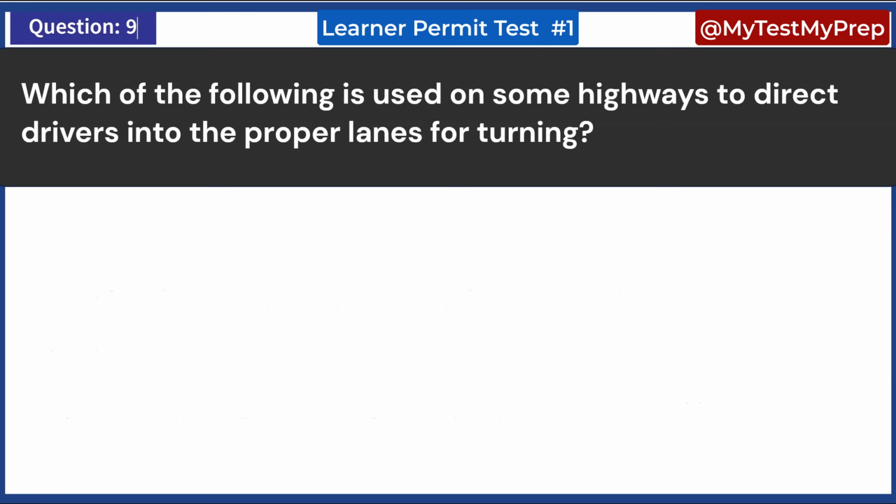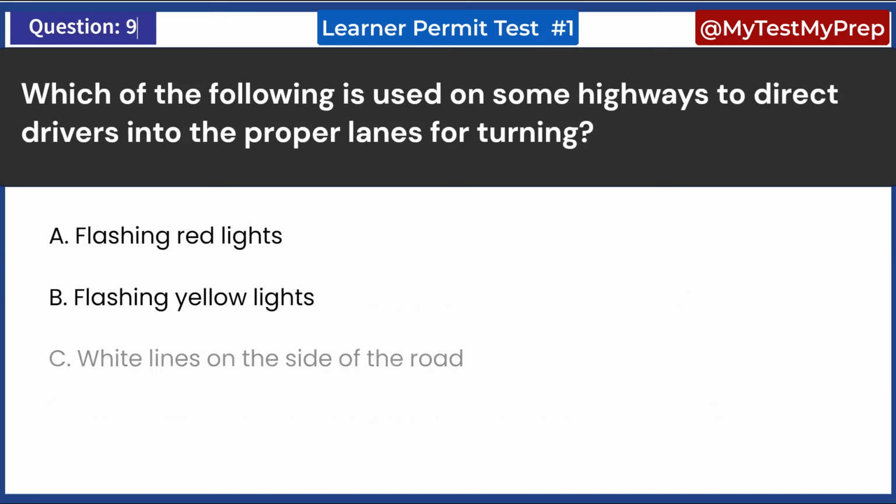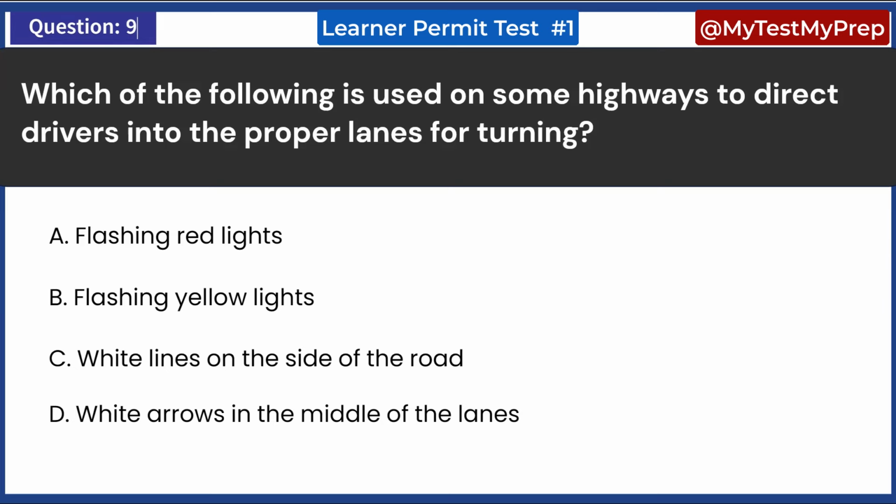Which of the following is used on some highways to direct drivers into the proper lanes for turning? A. Flashing red lights. B. Flashing yellow lights. C. White lines on the side of the road. D. White arrows in the middle of the lanes. Answer: D. White arrows in the middle of the lanes.